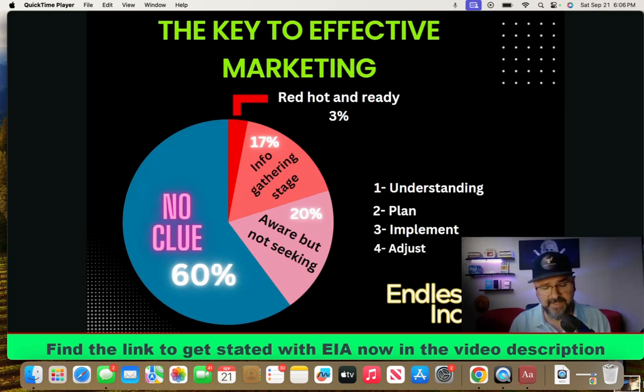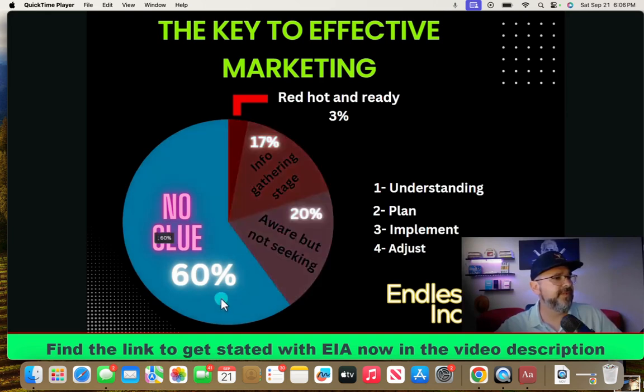I made it myself because everything else I can find is extremely complex and complicated, and it's got stuff on it that you don't really need to understand, at least not right now. What you do need to understand, though, is what this means. So that's the first thing I got here, understanding, the key to effective marketing. Let's jump into it. There are really 4 pieces: 3%, 17%, 20%, and 60%.